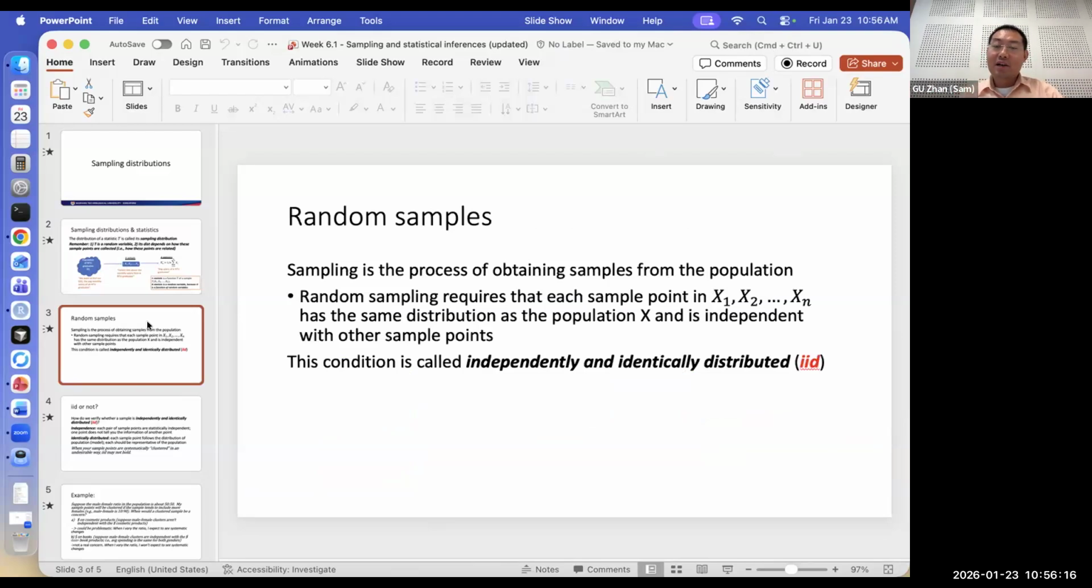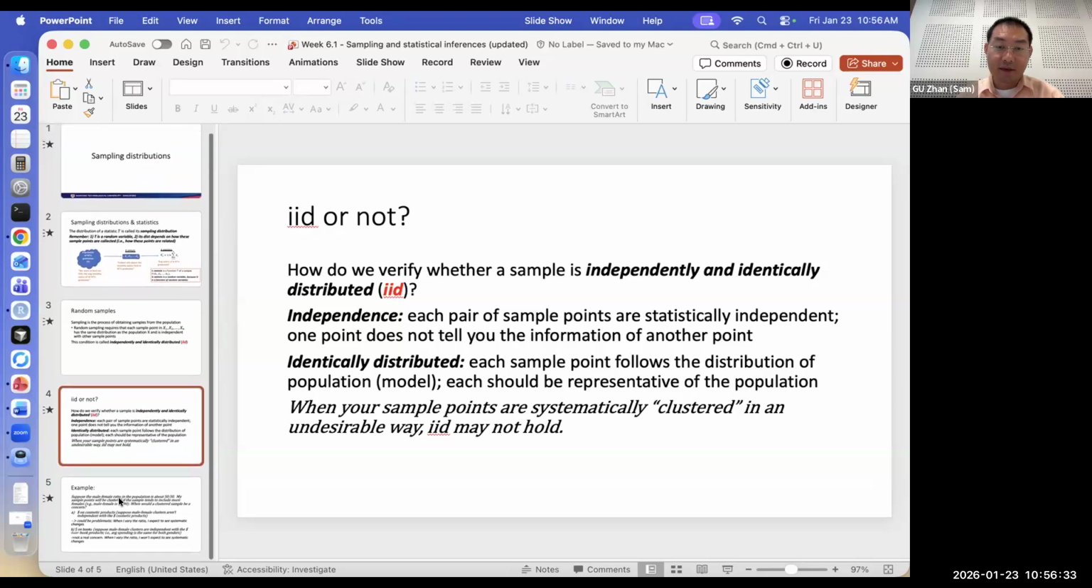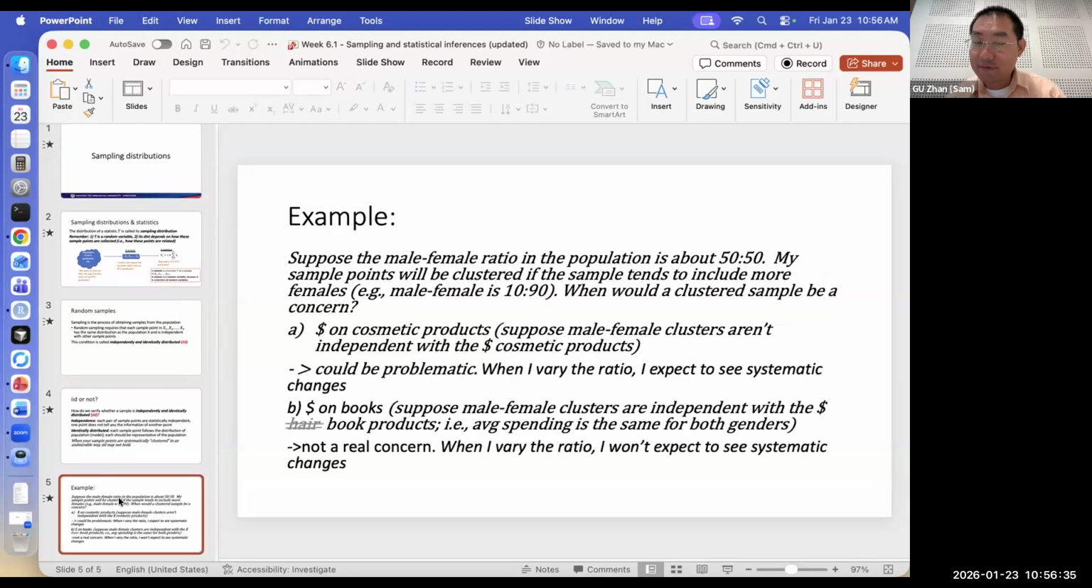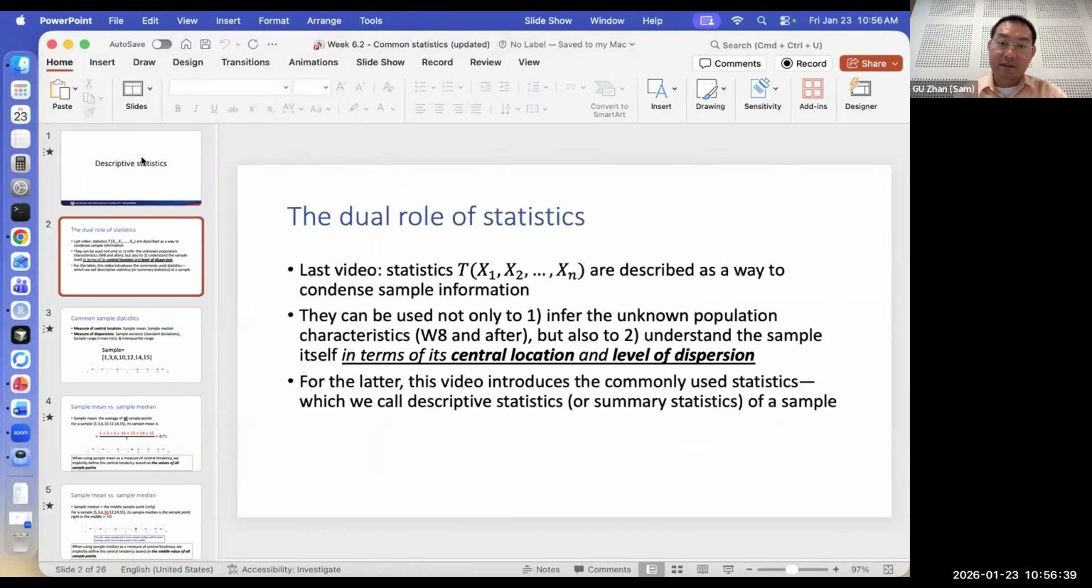Then there is a key concept called IID, independently and identically distributed. The sample must meet this requirement for study purposes. So what is independence? What is identically distributed? Which was covered in the video lecture. And you can also look at some of the examples here. So next we will look at descriptive statistics.